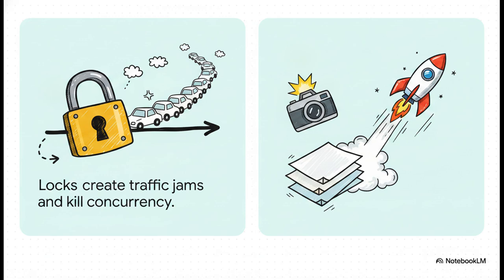Okay, but what about isolation? Well, the old, kind of brutal way of doing things was just locking everything down. You know, if I'm reading a row, I lock it. You want to write to it? Too bad. You wait in line. This obviously creates massive traffic jams and completely kills your concurrency.